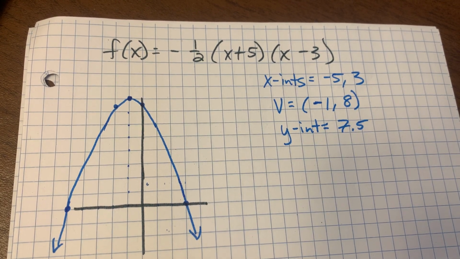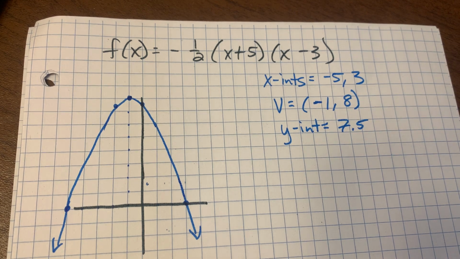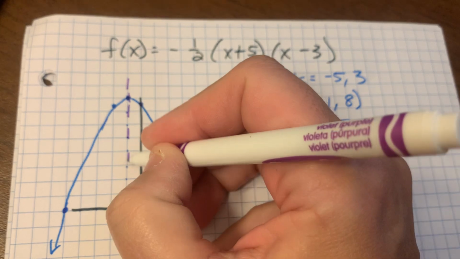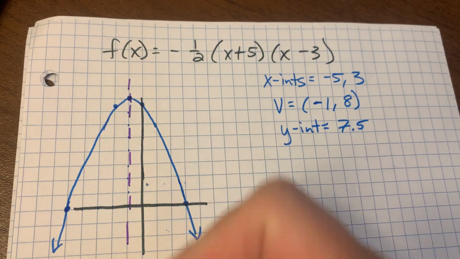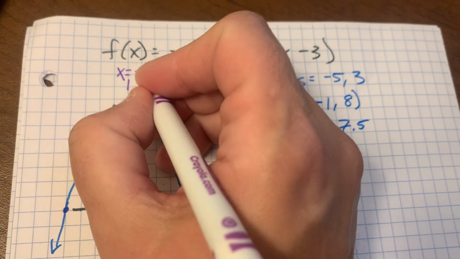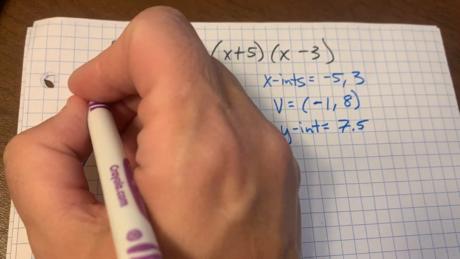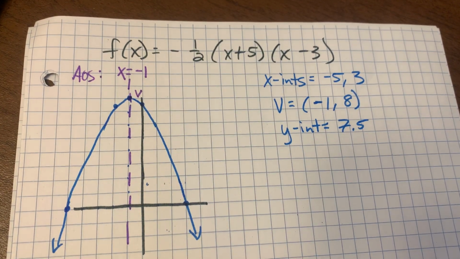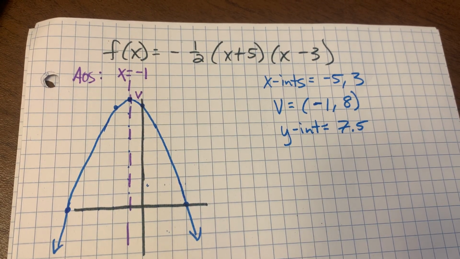Don't forget also you want to include your axis of symmetry. That is the vertical line that cuts through the vertex. Usually I do those either with a highlighter or a dotted line. This is x equals -1, and that's your axis of symmetry. You can also label V up here for vertex. And that's pretty much the graph.